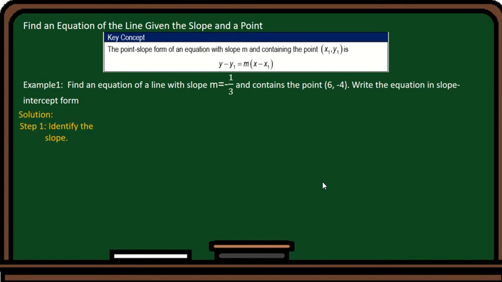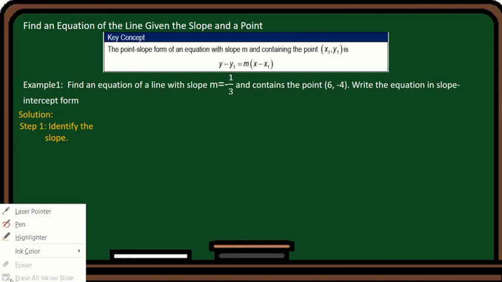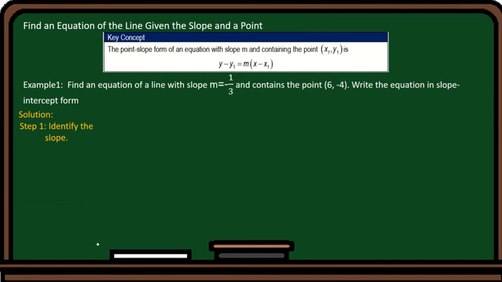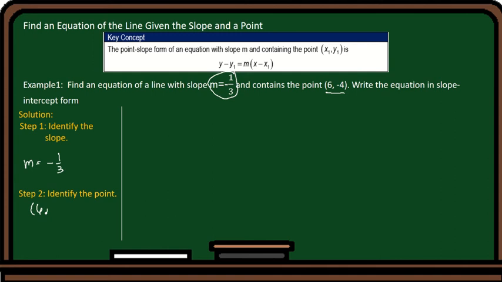So, paano yan? So, step 1. We will identify the slope. So, the slope here is m is equal to negative 1 over 3. Next, identify the points. So, the points here are 6 and negative 4. So, your x sub 1 is 6 and y sub 1 is negative 4.